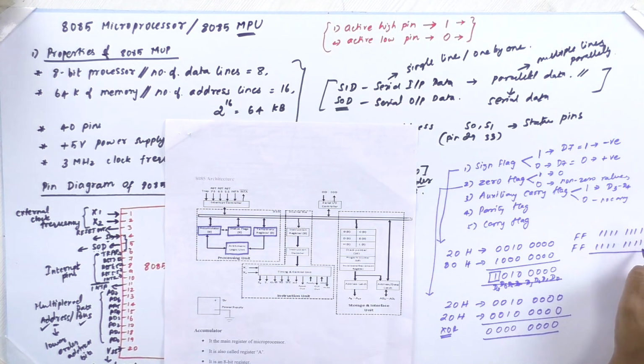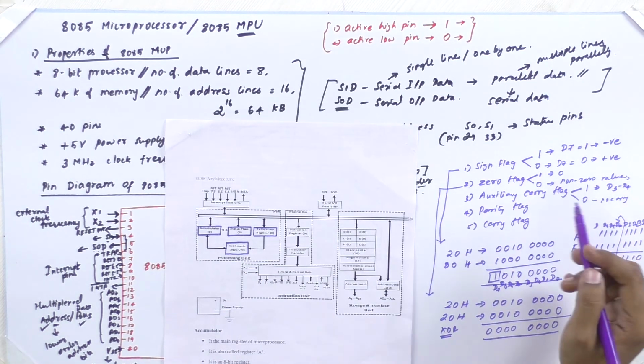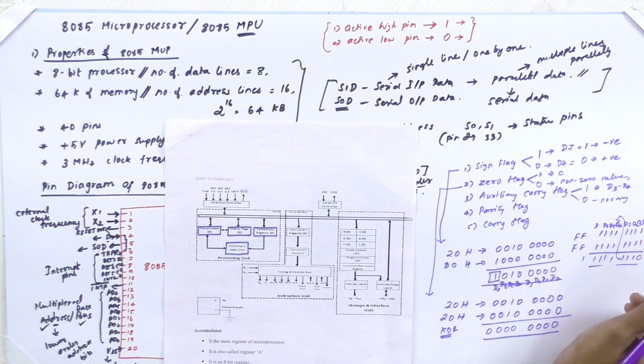If you add these two values, so during this addition operation, there is a carry from, this is D0, D1, D2, D3, D4, D5, D6, D7. So there is a carry from D3rd to D4th bit. Hence the auxiliary carry flag will be set to 1. If there is no carry, it will be set to 0.